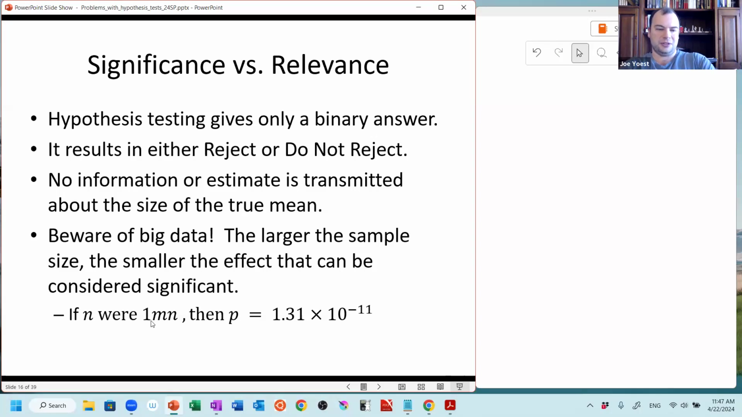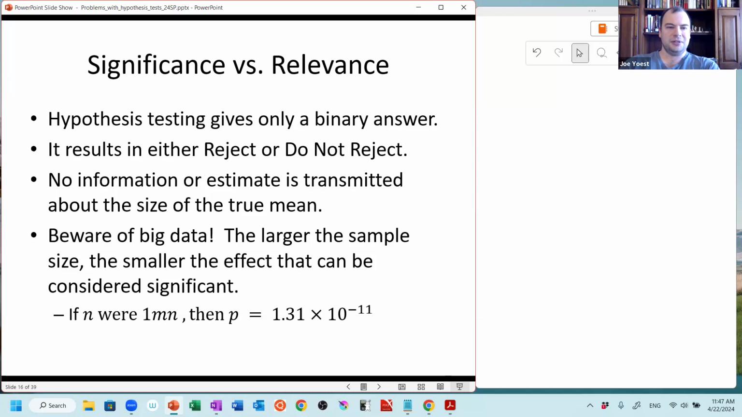If n were a million instead, the p-value, instead of being 1.75 or something percent, it would be 10 to the minus 11, an incredibly small number. So p-values can be very tricky to interpret. We'll talk about that later on.